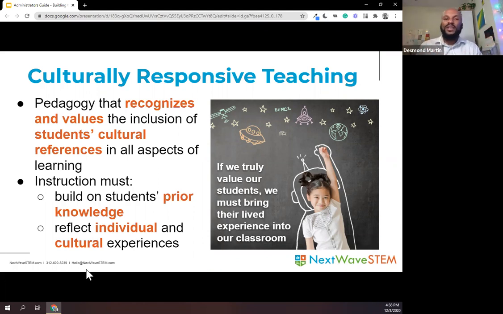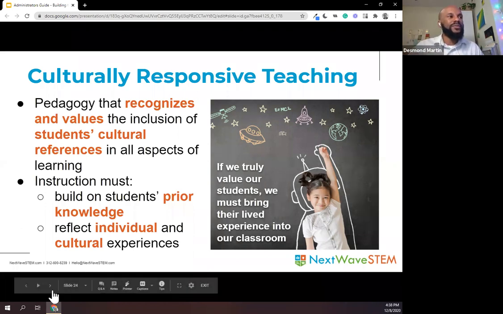We have to bring their lived experience into the classroom and consider that perspective as we plan our curricula and think about how what we're teaching becomes relevant in their actual context and perspective.